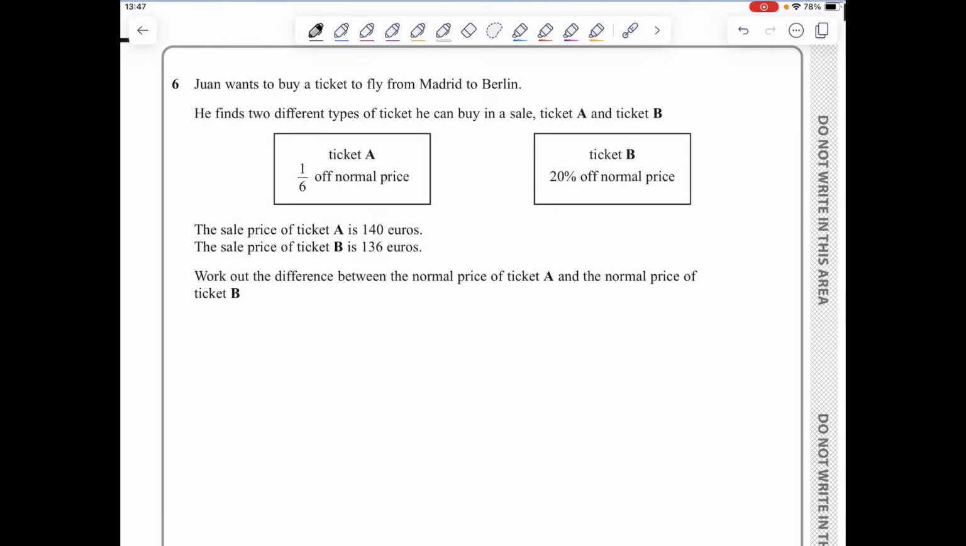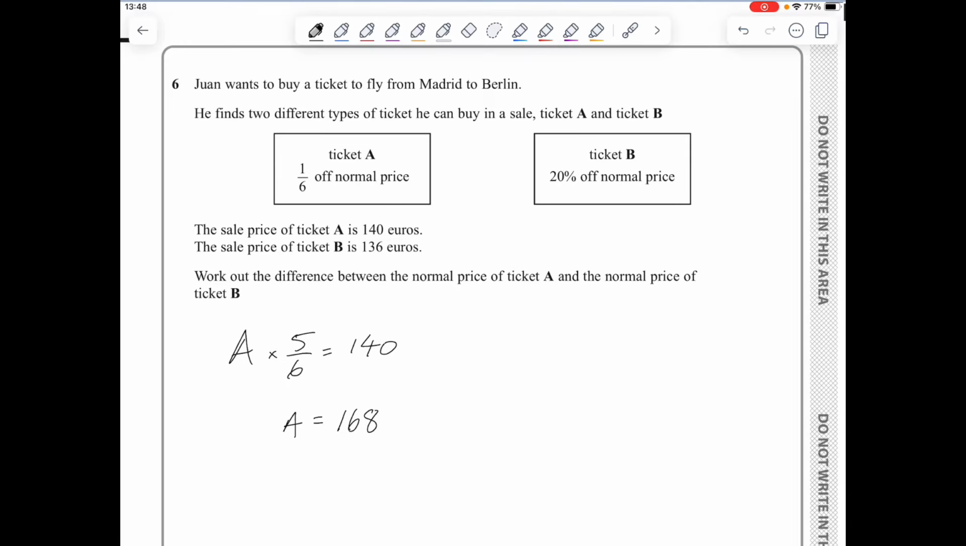In question 6, for ticket A, there is 1/6 off the normal price. That means I am paying 5/6 of the normal price. So A, which is the normal price, times 5/6 is equal to 140. So A is 140 divided by 5/6, which is 168.